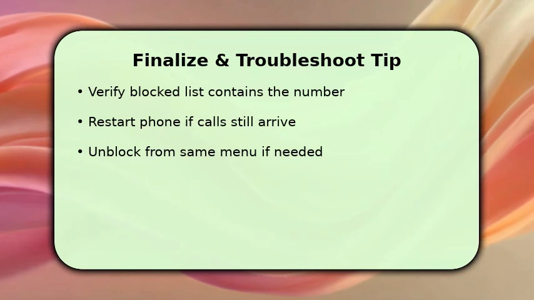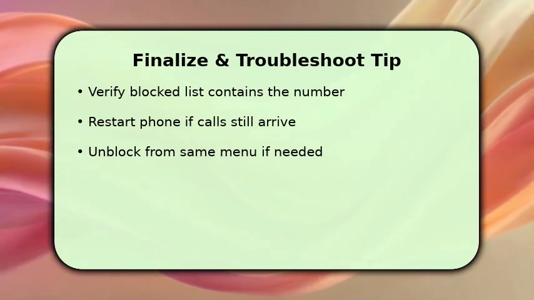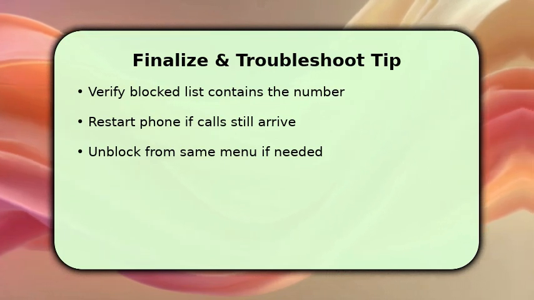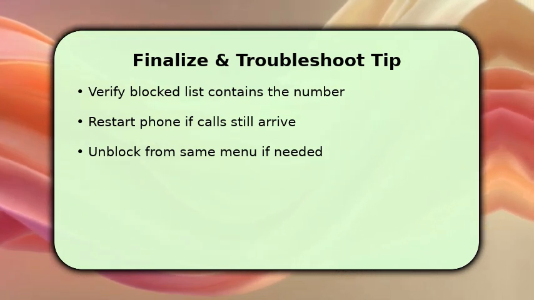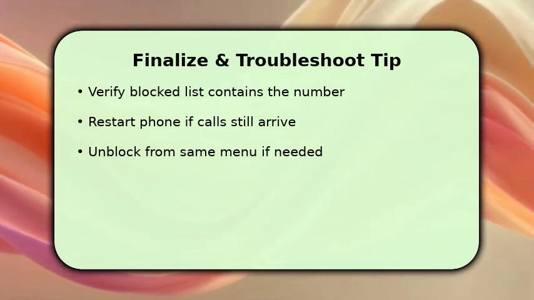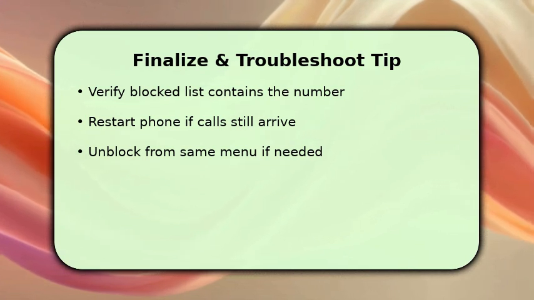Finish by double-checking the block list that the entry is present. This final verification closes the loop. If calls or messages still come through, restart the phone. Sometimes changes need a reboot to take full effect. If you mistakenly block someone, go back to the same list and choose unblock.